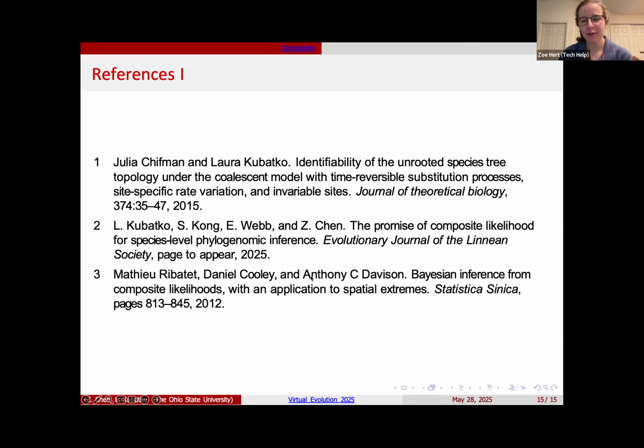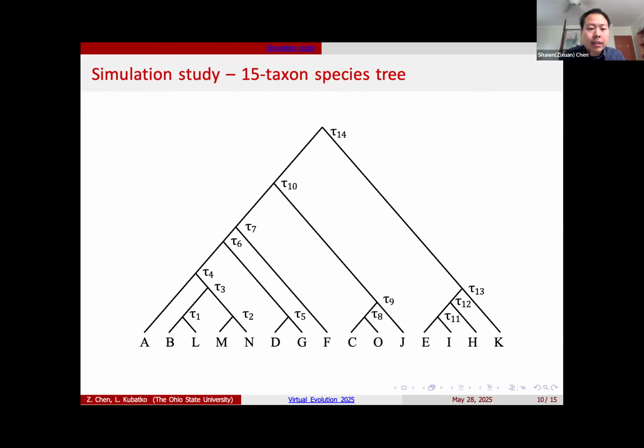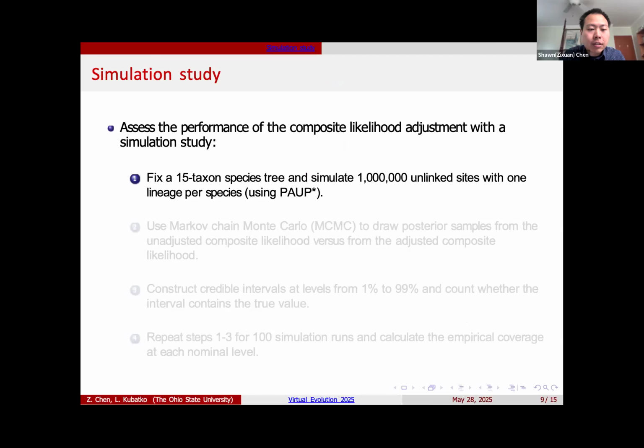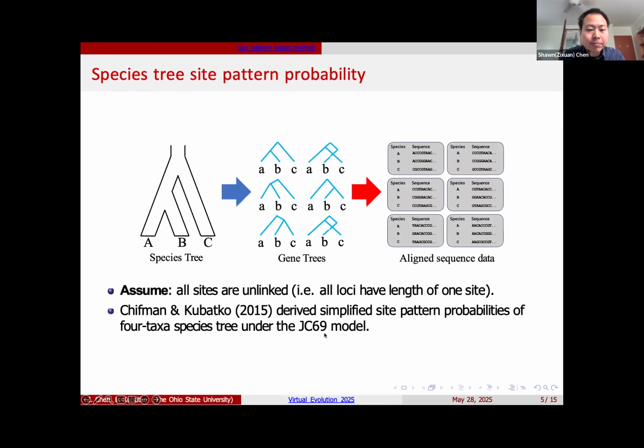We have a message in the chat from April, and she says, did you say that the model was a Jukes-Cantor model? Yes, I did. It's under the Jukes-Cantor model because the site pattern probabilities that are used are under the Jukes-Cantor model here. So we are using this simplified site pattern probabilities of the 4 taxon species tree to derive the composite likelihood. Yes. So she has a follow up.